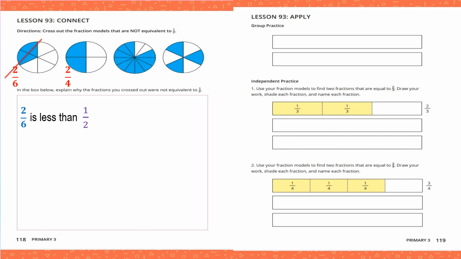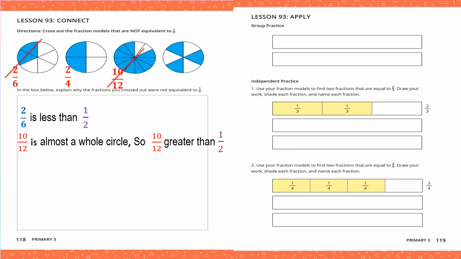The third circle, the fraction 10 over 12. Is 10 over 12 equivalent to 1/2? Look at the numerator. The numerator is 10. So 10 is not half of 12. 10 is more than half of 12. So it's not equivalent to 1/2. It's greater than 1/2. It's almost a whole circle.